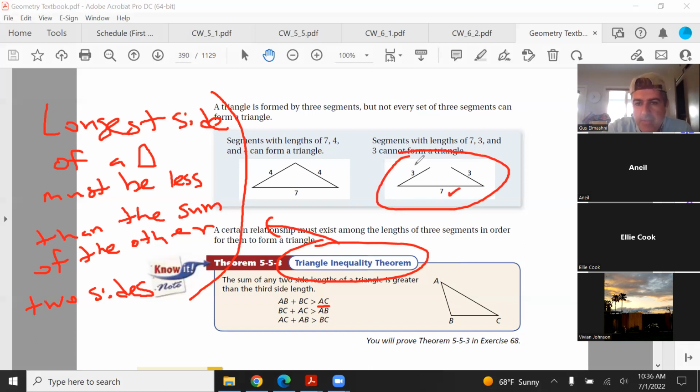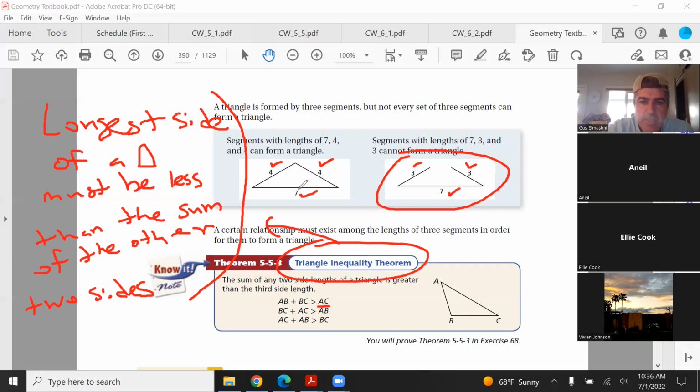Here you have 7. 7 is more than 3 plus 3, but then these two sides wouldn't connect, right? Here, that's the longest side, but see how it's shorter than 4 plus 4. Now that will connect. So a triangle would cease to exist if the longest side is bigger than the sum, meaning adding, of the other two sides.